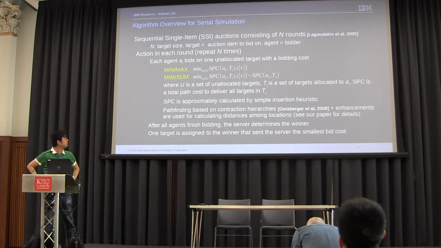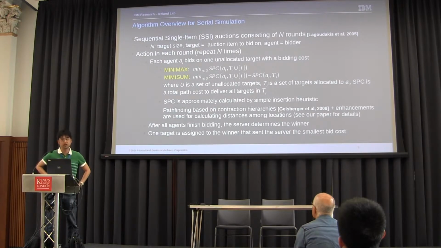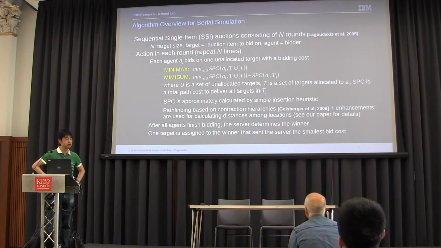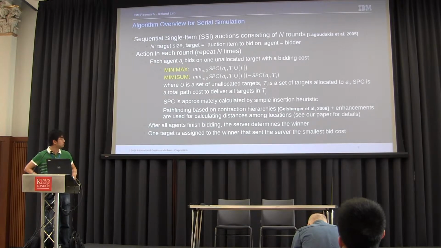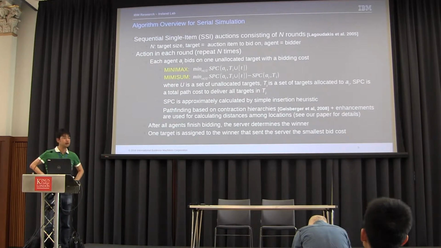And usually computing the shortest path cost itself is really hard. We take an approximate, naive approach in order to calculate that. Basically, it is based on a simple TSP insertion-based heuristic, which tries to insert one location into the current path to construct the difference.